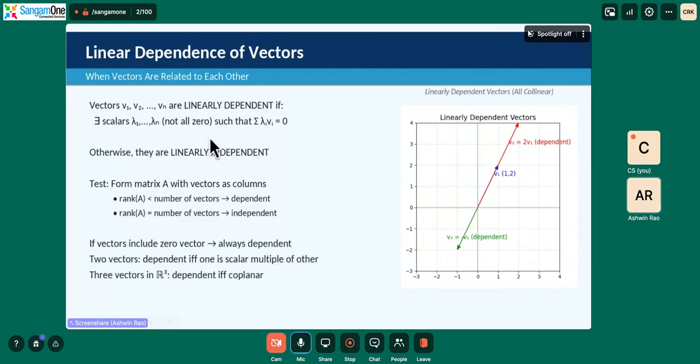So this is the linear dependence of vectors. By the way, this is just linear algebra and how it is related to vectors. As you can see here, this is the dependence graph, and there are some conditions and representations too. These are the properties also. These are the conditions.